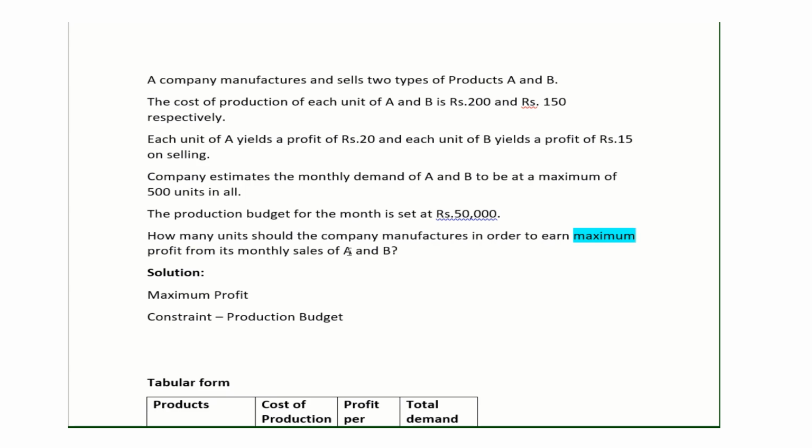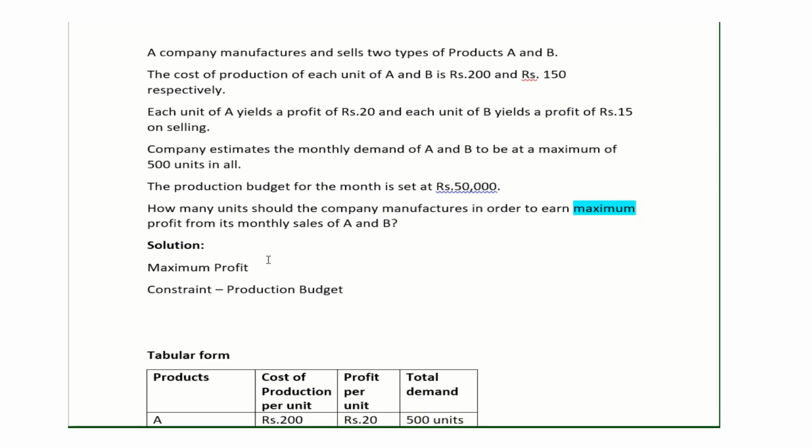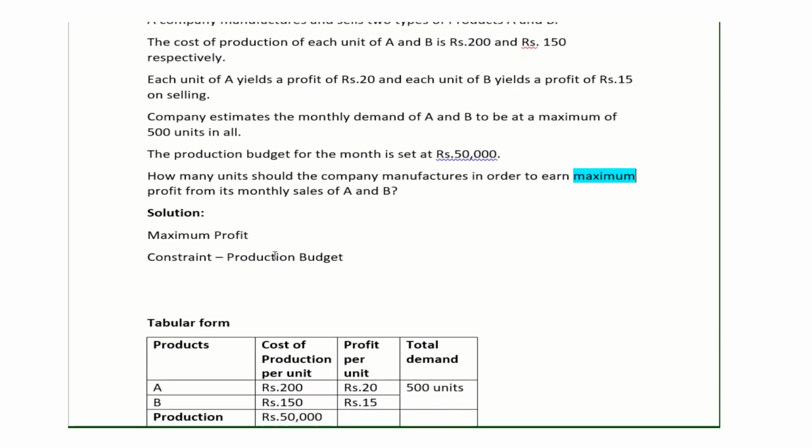In an LPP, you have to find out from the question whether it is a maximize or a minimize problem. In this particular problem, we can easily identify it: earn the maximum profit from its monthly sales of A and B. Maximum profit. So now we discuss the solution. First you have to find these two things in the question itself. We have to find the maximum profit, so I write out the maximum profit.